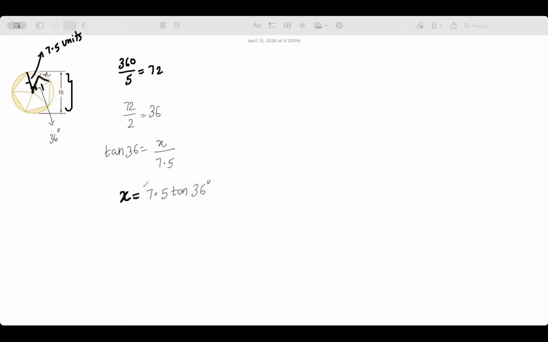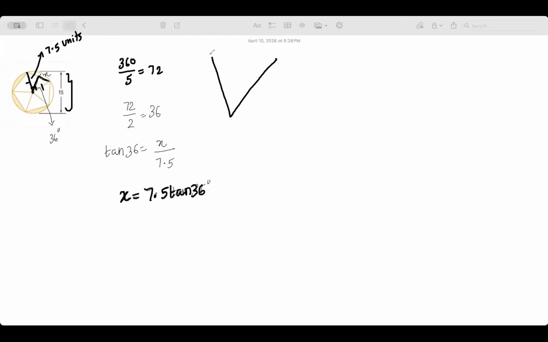What is x equal to? 7.5 tan 36? Miss Priya, I'm confused. Is that supposed to be the hypotenuse or a side or a leg? Hypotenuse. Oh, did I make a mistake? No, right? See, Avyukt. Okay, let me draw it separately for you.